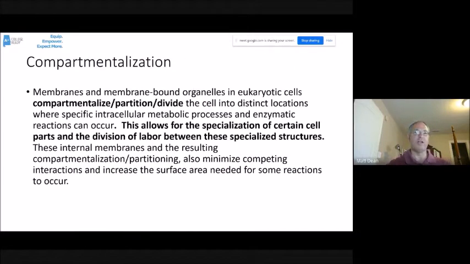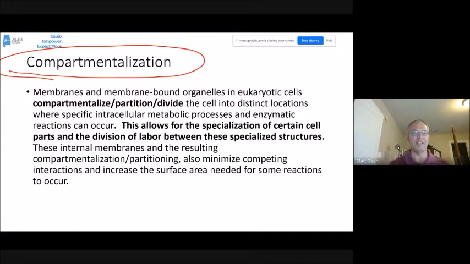So these organelles allow the cell to compartmentalize, which essentially means it divides the cell into little pieces, pieces that become specialized, take on a very specific job, become very efficient at it. Thus, that increases the overall efficiency of the whole cell.